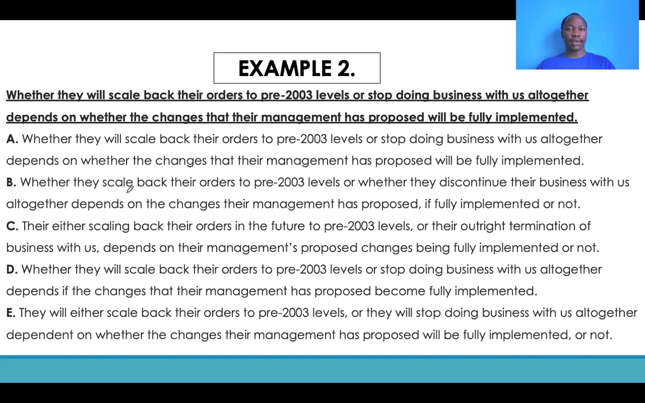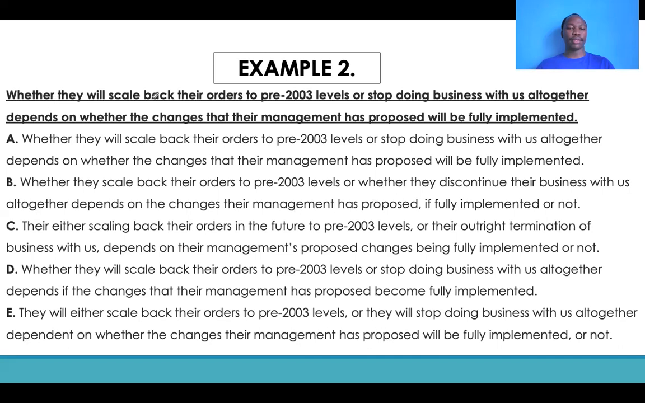whether they will scale back their orders to pre-2003 levels or stop doing business with us altogether depends on whether the changes that their management has proposed will be fully implemented. Right? We can see the use of whether, and then again, depends on whether. So whether is used three times in this sentence, though this part at the start of the sentence doesn't repeat whether because it becomes redundant.